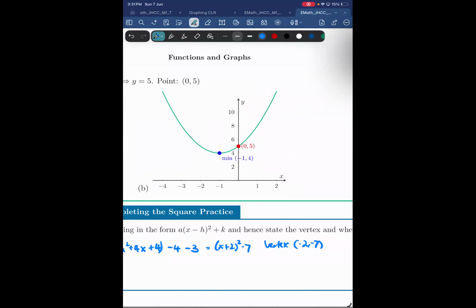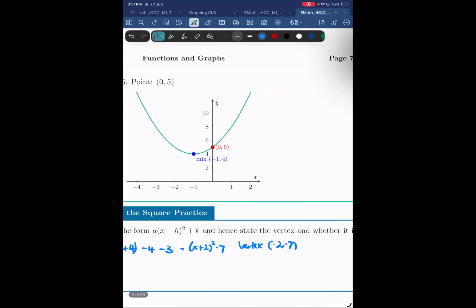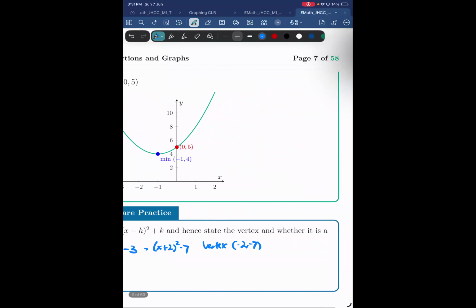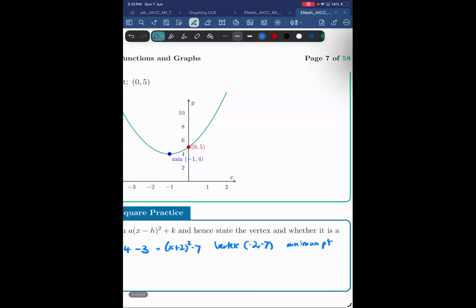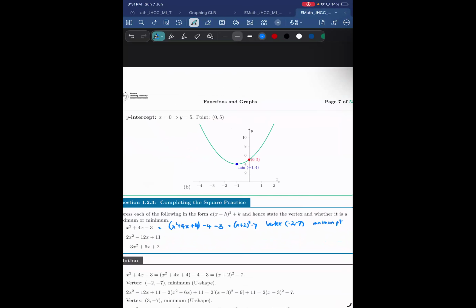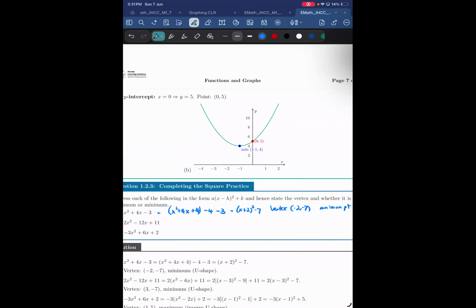Because it's minus of minus 2. And then the coefficient of x squared is positive, it is 1. So this is a minimum point, or a U-shaped graph.